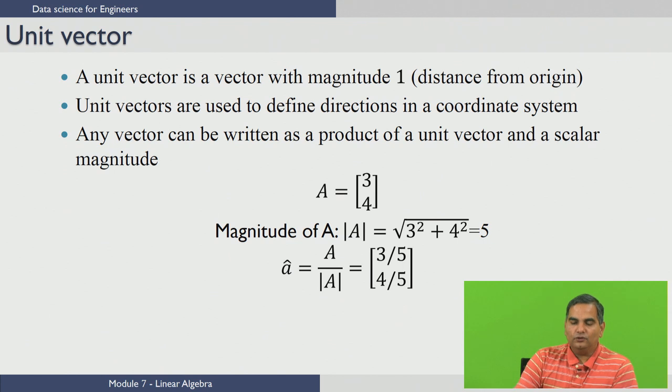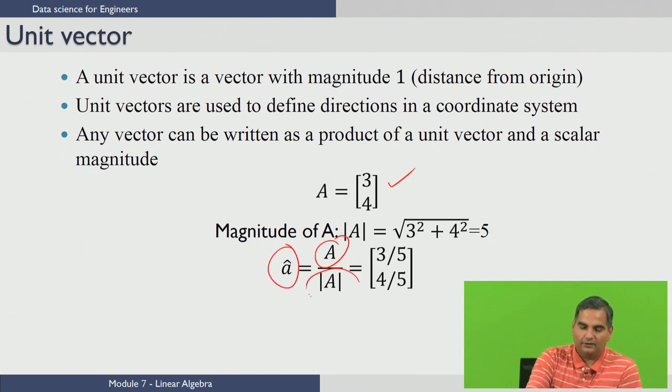Now, it is useful to define vectors with unit length, because once you write a vector in unit length, any other vector in that direction can be simply written as the unit vector times the magnitude of the vector you are interested in. So, how do I define a unit vector? Let us take this vector A = (3, 4). We know that the distance from the origin for this vector is root of 3 squared plus 4 squared, which is 5. To define a unit vector, you take the vector and divide it by its magnitude, which in this case is 5. So, the unit vector becomes (3/5, 4/5).